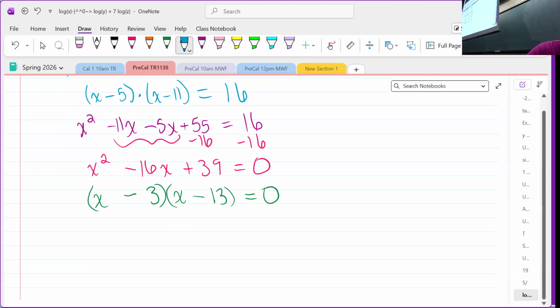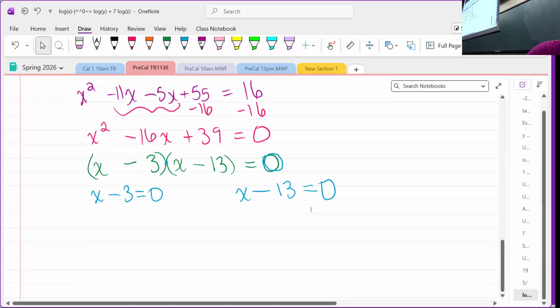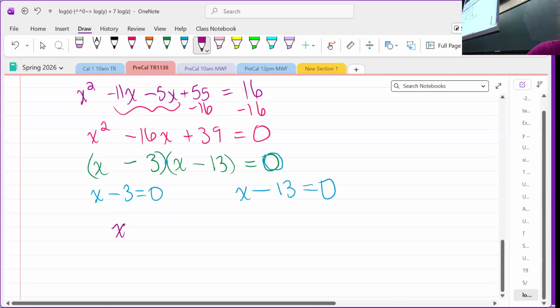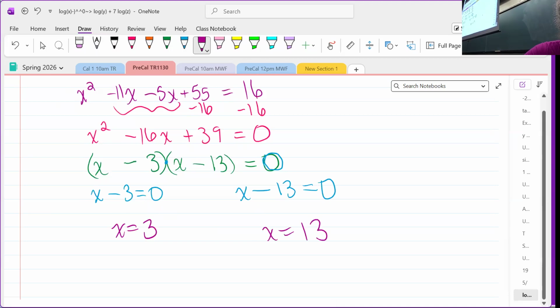And now that it's a product equal to 0, the only way 2 things being multiplied equals 0 is if one of the 2 things is 0. So either x minus 3 equals 0 or x minus 13 equals 0. I don't know which one is true or false, so I just set them both equal to 0 and solve. So I'm going to have x equals 3 or x equals 13.